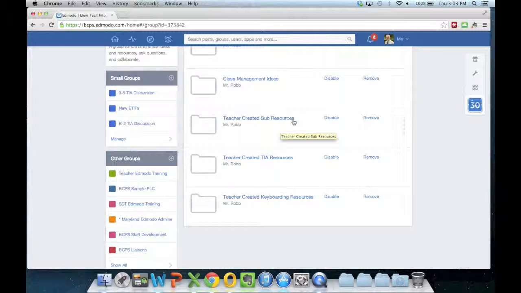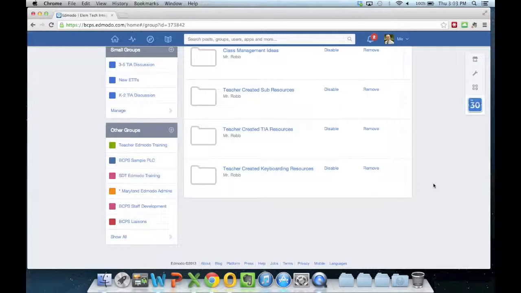sub resources. There was a lot of talk earlier in September about having some resources for when you have substitutes. So I'm hoping that you guys will help me start filling up this folder so that if you need to have a sub, you're leaving the students with something that's worthwhile and not just a movie or something that's not really appropriate.